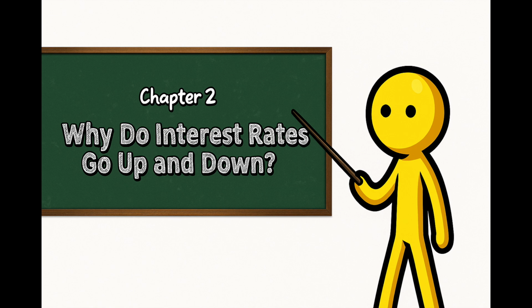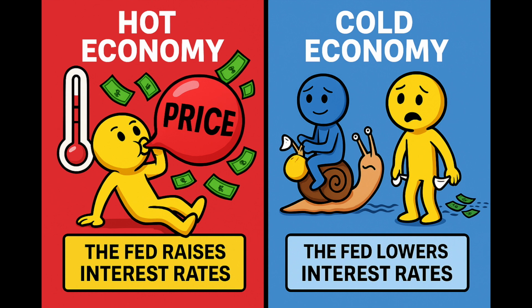Chapter 2. Why do interest rates go up and down? Interest rates don't move on a whim. They rise when the economy's heating up. Too much spending, prices ballooning, they call that inflation. They fall when the economy's sluggish. Nobody's buying. Job market's sleeping. It's like steering a car. More gas when we slow. Tap the brakes when we're speeding.